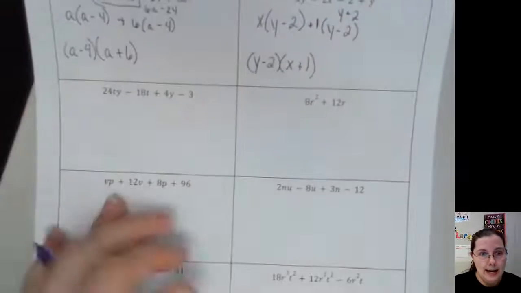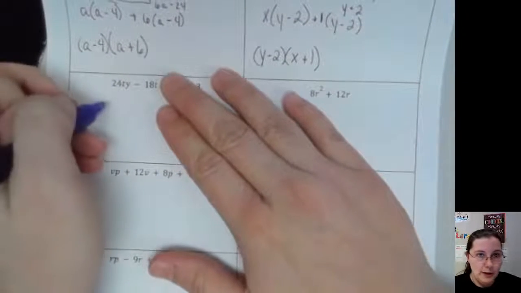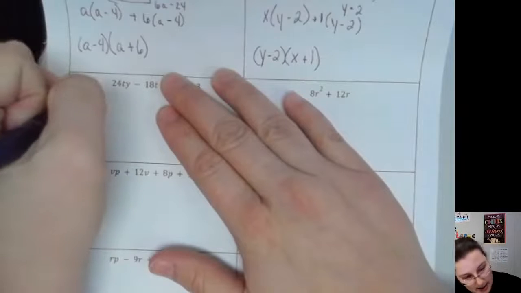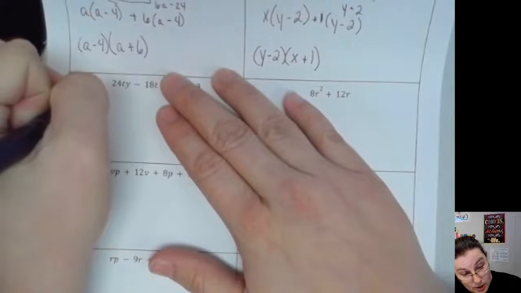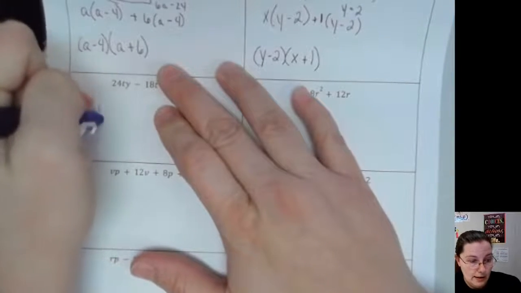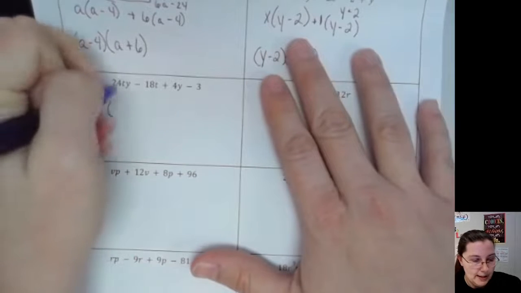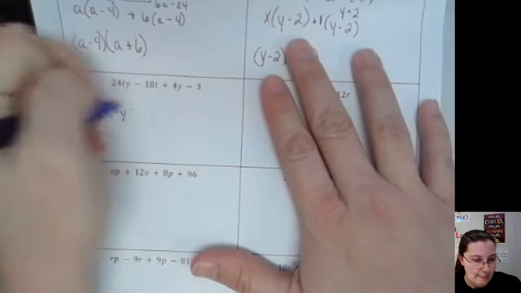All right, on my next problem here, if I look at the first half, 24ty minus 18t, my greatest common factor is going to be 6. And it's actually a 6t. I almost missed that part. So I'm going to have a 6t pulled out. So that leaves me with a 4y minus 3 here.